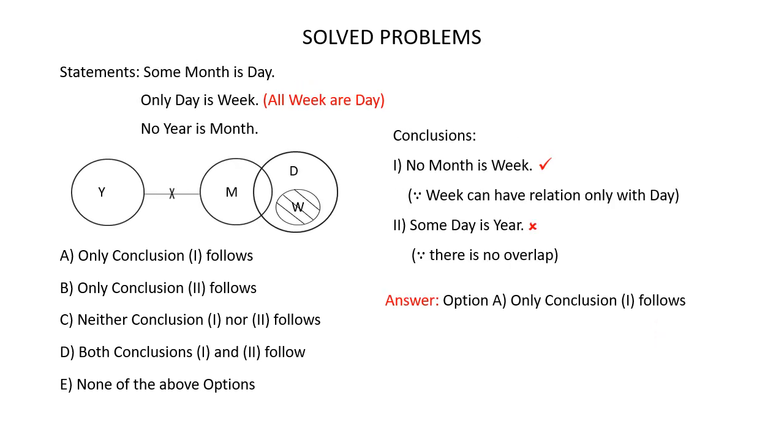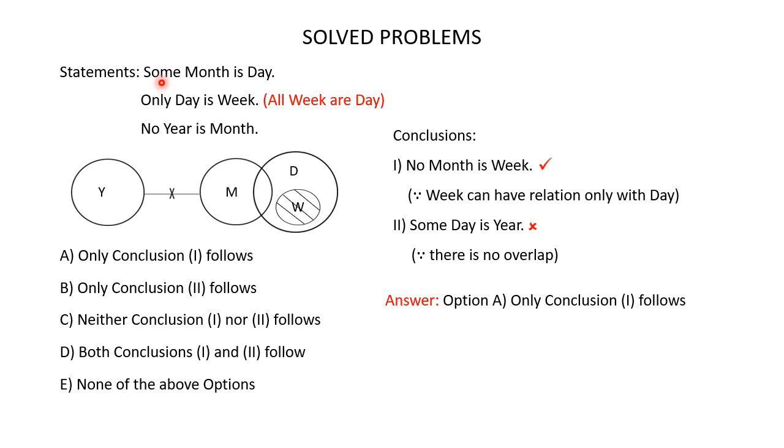In this question, you're given three statements and two conclusions. Let's find out which of these conclusions follow from the logic given in these statements. To do that, first we have to draw a Venn diagram for these statements. Now the statements are: some month is day, only day is week, no year is month. So let's draw a Venn diagram for these statements.